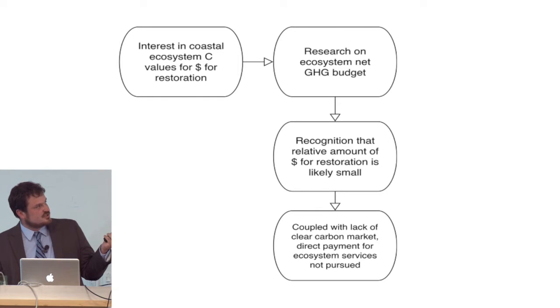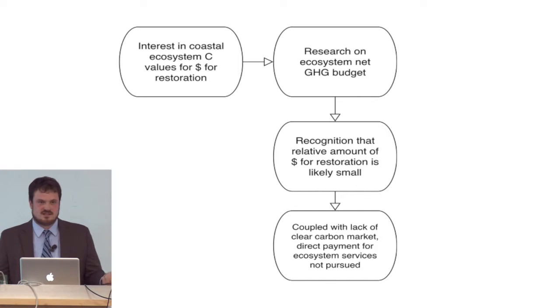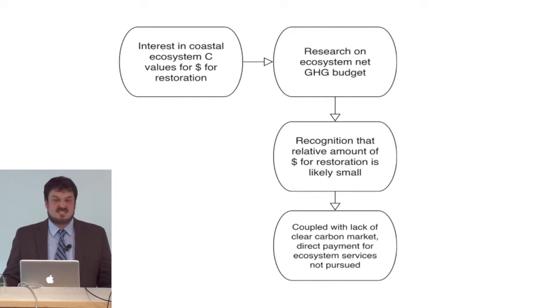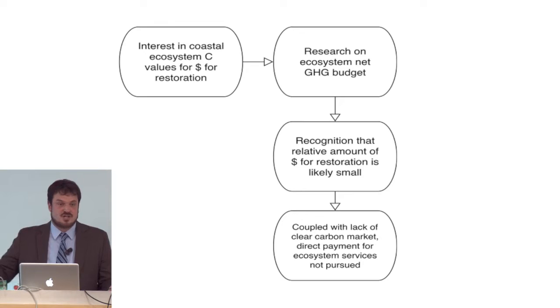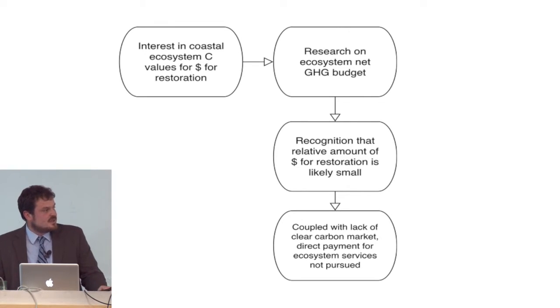So they conduct some initial research on ecosystem net greenhouse gas budgets. They recognize that the relative amount of dollars for restoration is likely pretty small, even though per unit area it's high, they're not going to get that much. And one of the guys I talked to said they would get about one-sixth of what they need to actually fund the project from the current value of carbon. Coupled with a lack of clear future for the carbon market, direct payment for ecosystem services was no longer pursued.